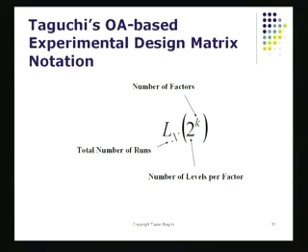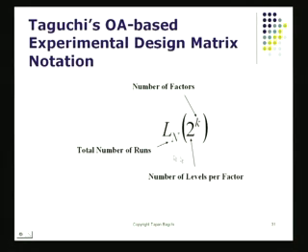Before I go further, let me just tell you something about the notation that is used commonly. Generally speaking, most of Taguchi's experiments are based on orthogonal arrays. Orthogonal arrays, OAs in short, are given in matrix notation, and the notation is usually written like this: L, N, and then bracket 2 to the power k. Let me explain what these are.